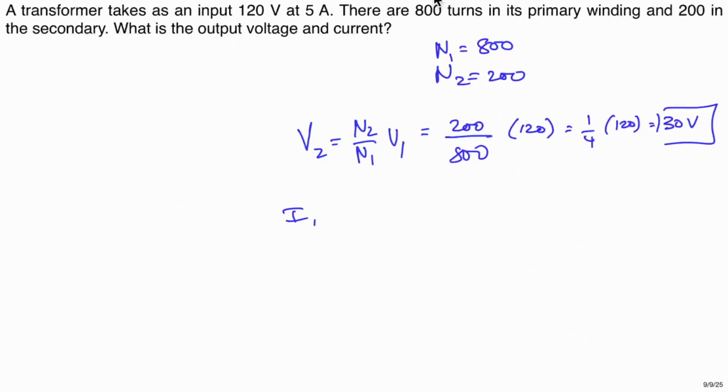In the primary, right? Since it stepped down 4 times, what happens to the current? It steps up 4 times, right? So the new current is going to be 4 times the original current, or 20 amps. Okay? So again, calculations aren't that hard.